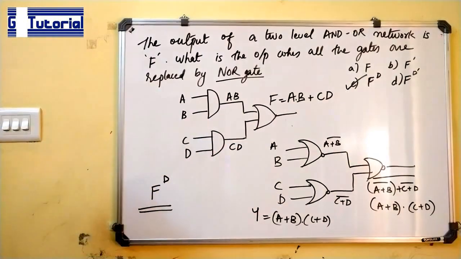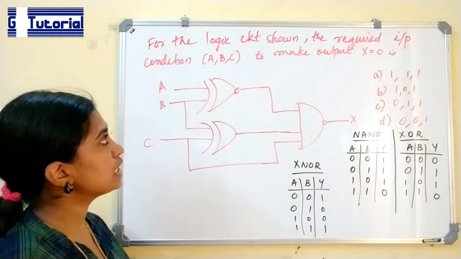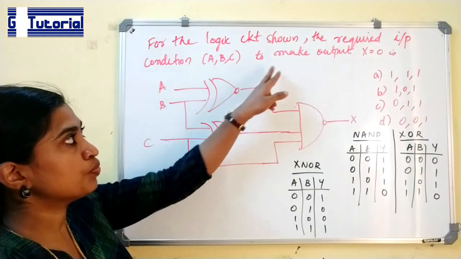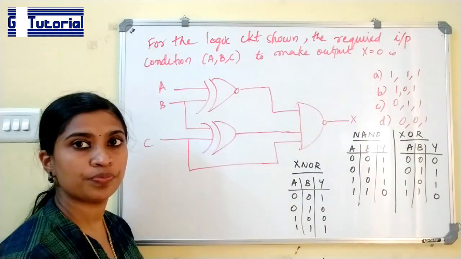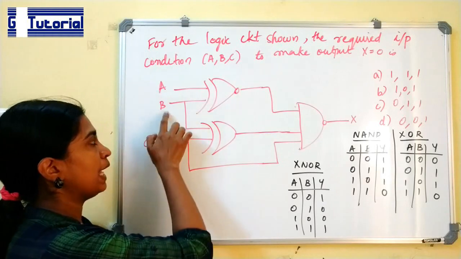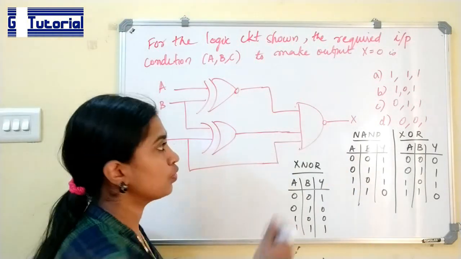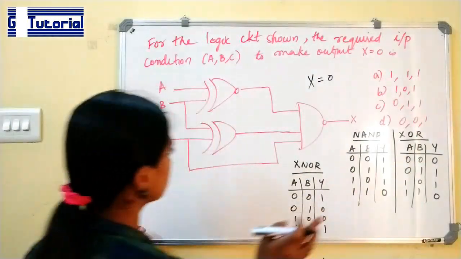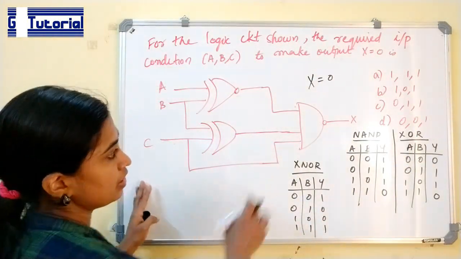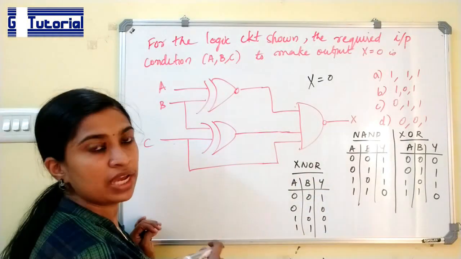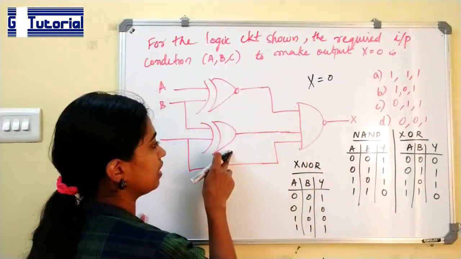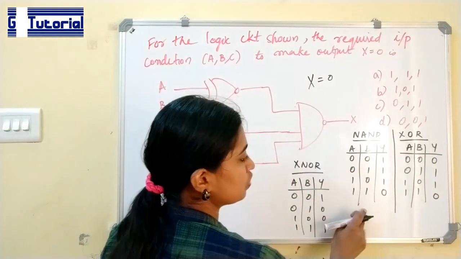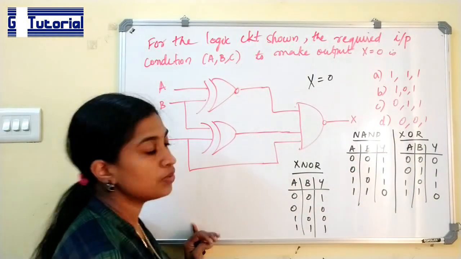Next question. For the logic circuit shown, the required input condition A, B, C to make the output X equal to 0. We have to find the value of A, B, C so that X is equal to 0. There are 4 options. First, let us see which gates we are using. We are using a NAND gate, an XOR gate and an XNOR gate. This is the truth table for NAND, XOR and XNOR.